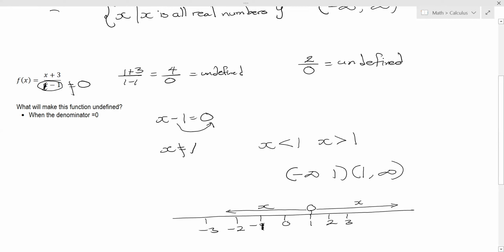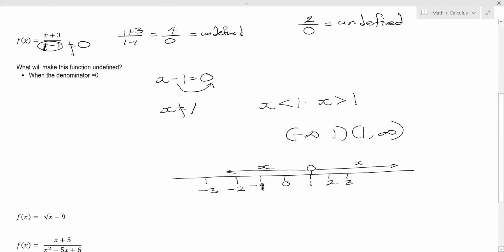Okay, it can go towards the right of the circle, it can go towards the left of the circle, but you don't shade that particular circle at 1. All right, let's go to the next question. I can put an or here.